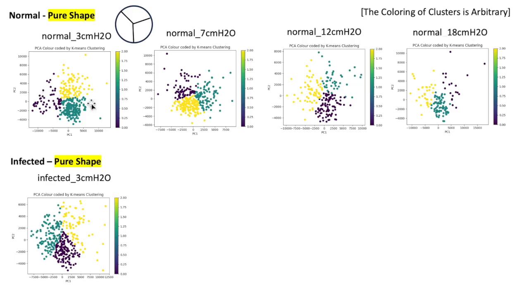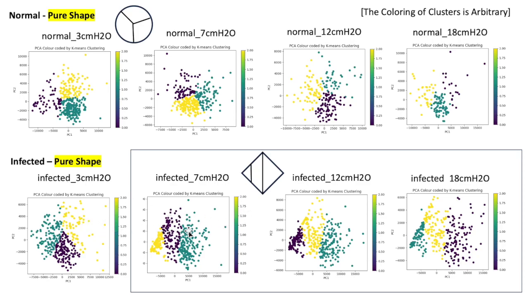And when you look at the PCA plots and the distribution of the three clusters identified by k-means clustering, you see that the pattern is no longer the diamond pattern, but now we have a three-piece pie. And this pattern exists across all of the normal conditions, but also in the early pressure conditions of infected lungs. However, as you increase pressure in the infected lungs, very interestingly, the morphology reverts back to the diamond pattern here. So again, k-means clustering identified three morphologically distinct subgroups of alveoli shapes, even when measuring pure shape.